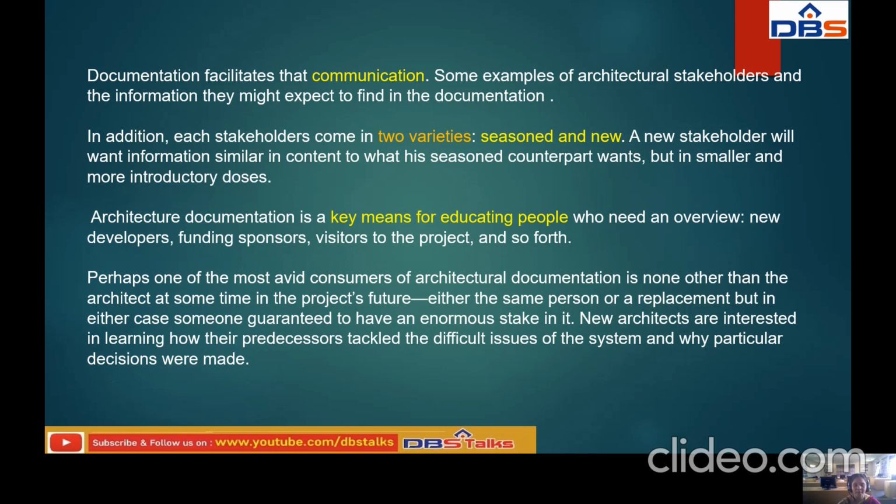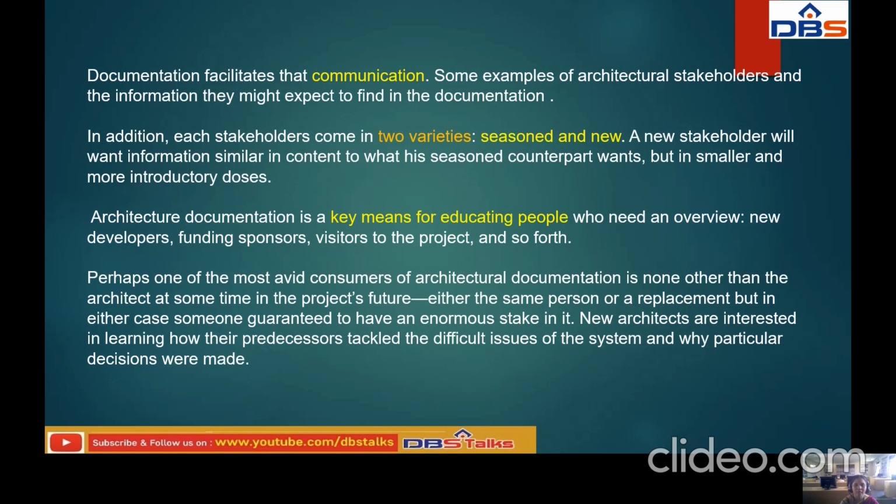So this documentation helps the avid consumers of architectural documentation. Who is the avid consumer? None other than the architect. Okay, now that person is the architect, at some time in the project's future, either the same person or a replacement, but in either case guaranteed to have a vested stake in it. This documentation helps new architects. For what purpose?